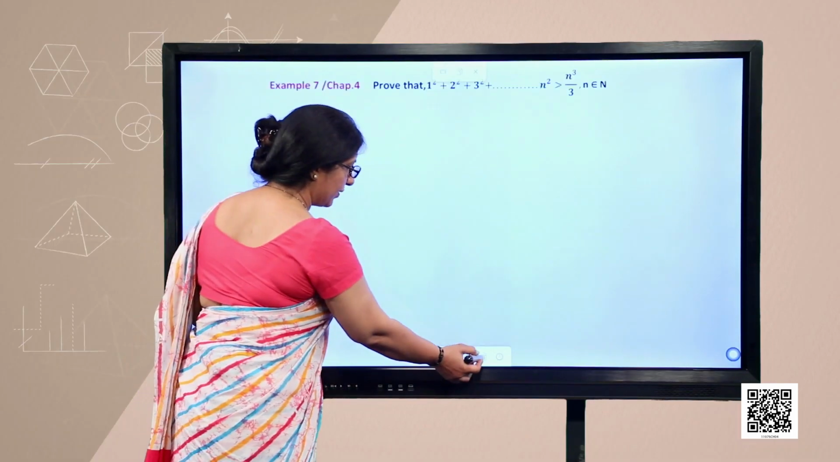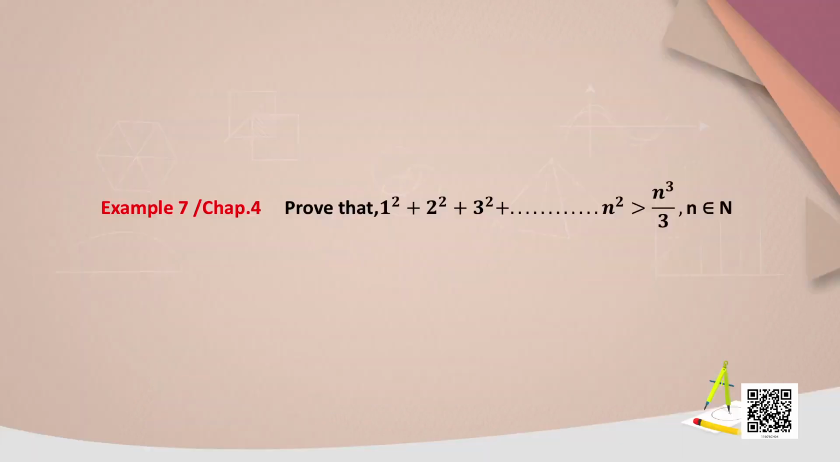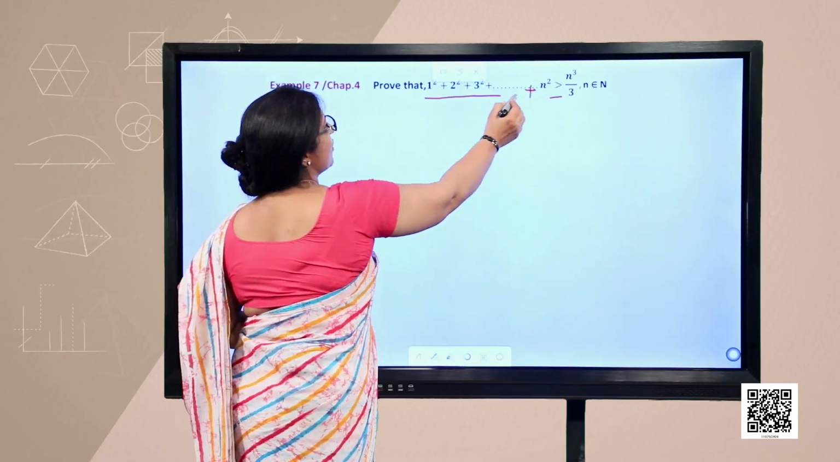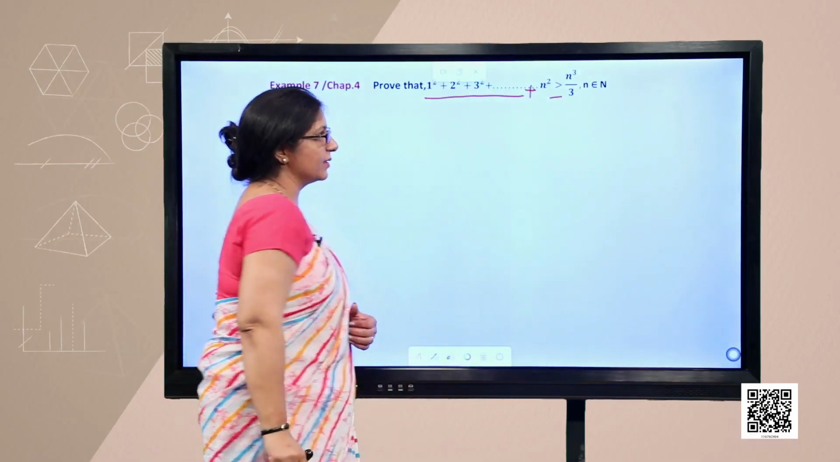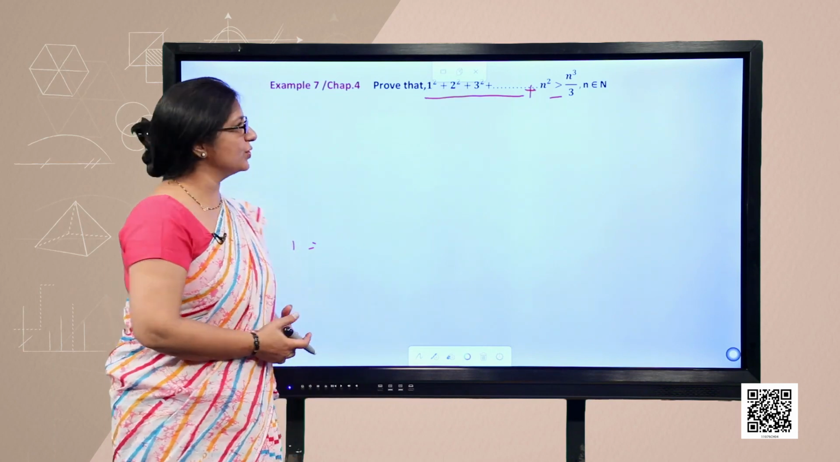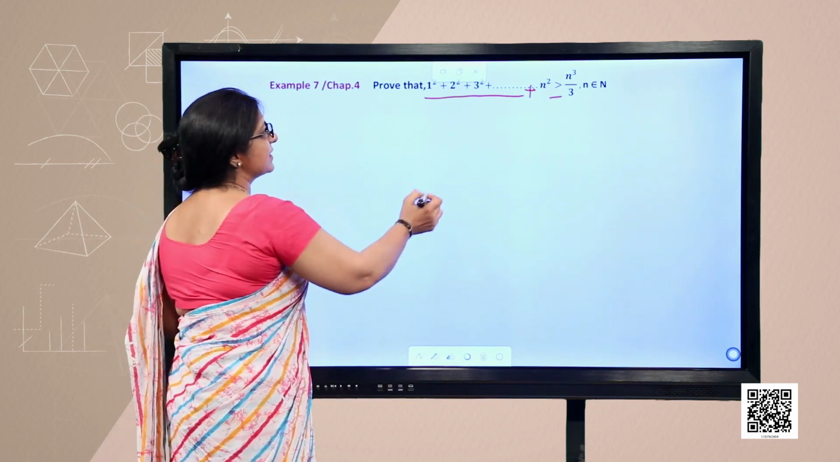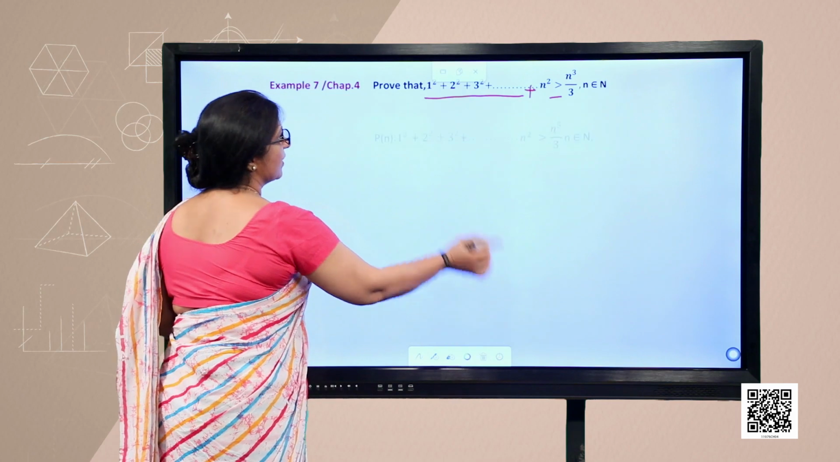Now, we move to the next question. The next question is example 7 of chapter 4, which is a similar question involving inequalities. Here 1 square plus 2 square plus 3 square plus dash dash dash n square is greater than n cube upon 3, which is the sum of squares of natural numbers till n terms. The same method, same approach. First step, we will consider this statement as Pn.